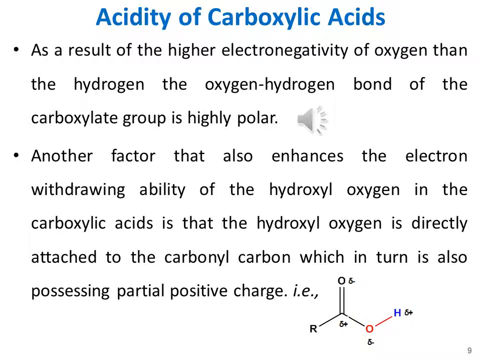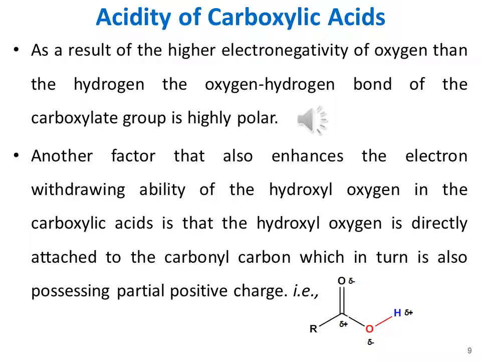As a result of the higher electronegativity of oxygen than hydrogen, the oxygen-hydrogen bond of the carboxylic group is highly polar. So here again I am informing you that the sigma bond between the oxygen and the hydrogen of the hydroxyl group is highly polar because of the higher electronegativity of the oxygen than that of the hydrogen, and as a result the hydroxyl hydrogen gets a partial positive charge and the oxygen of the hydroxyl group gets a partial negative charge.